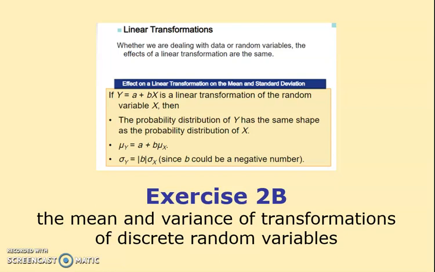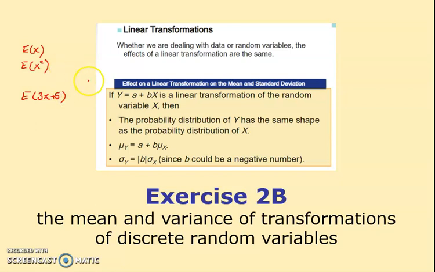Hello, we're going to look today at exercise 2b. Now this is where we look again at the mean and variance of a discrete random variable, but not necessarily an obvious one. So for instance, we've seen before how to find E(X). We've even found how to find E(X squared). What we're looking at today is what if I want to find E(3X + 5).